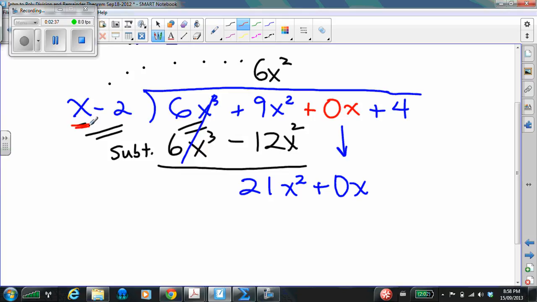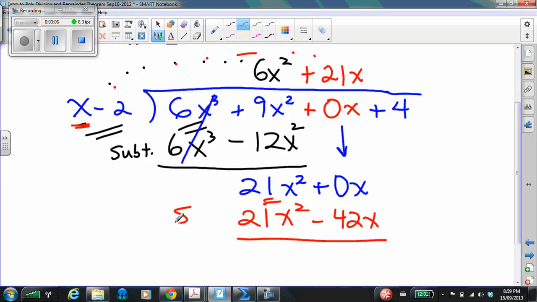Ask yourself, what do I multiply x by to get 21x squared? Well, I think 21x is pretty obviously the answer. All of my x's, you can see, are in a column together. I'll put the 21x above them. And multiply back. Multiplying back, I get the 21x squared I'm seeking, minus 42x.